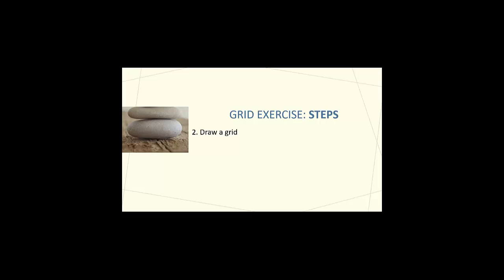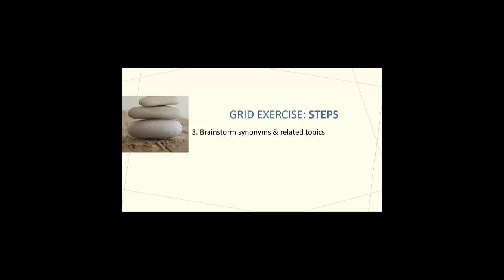Step 2 in the grid exercise is to draw a simple grid. If you have 2 concepts, draw 2 columns. At the top of column 1, write education. At the top of column 2, barriers. Step 3 is to brainstorm synonyms and related topics.